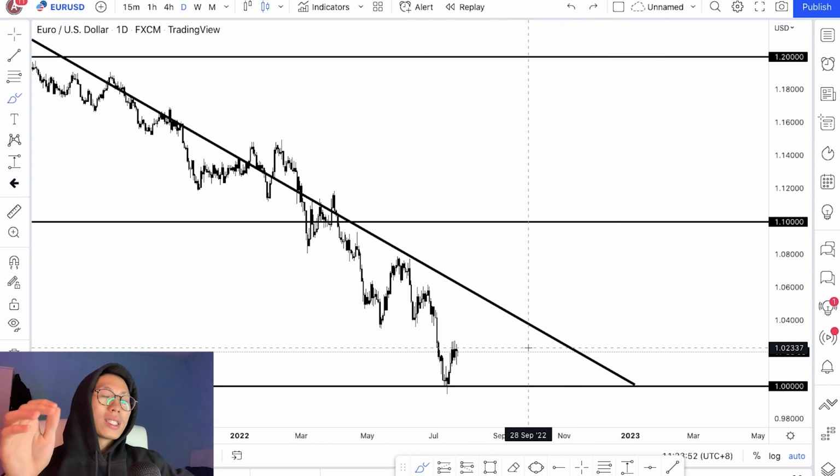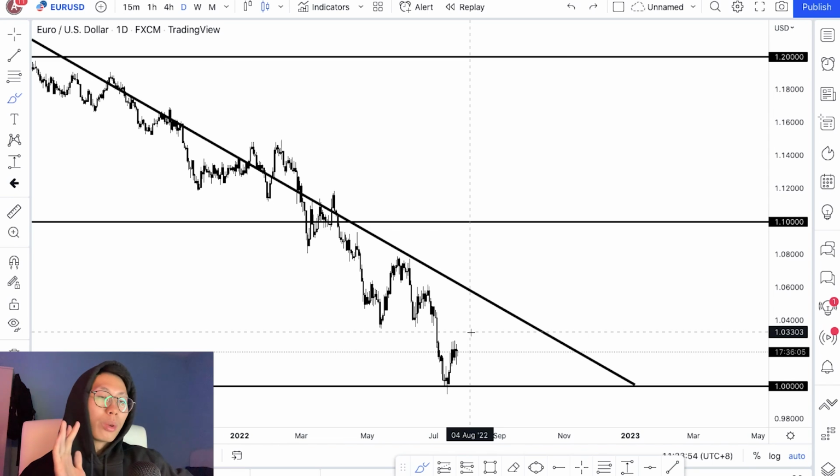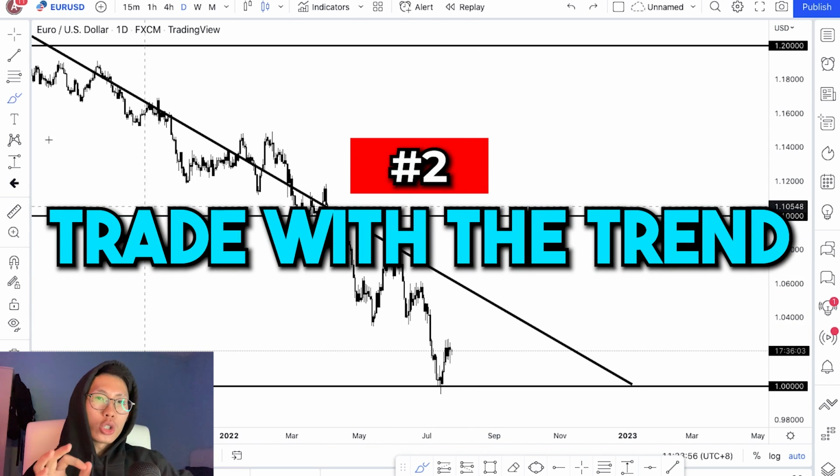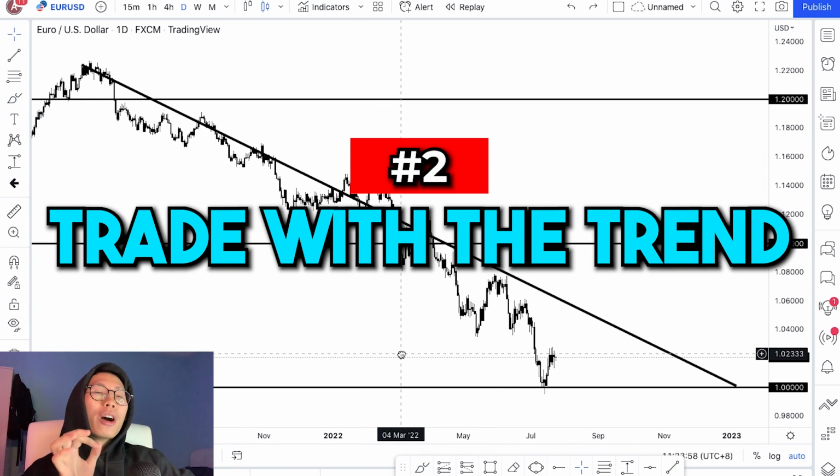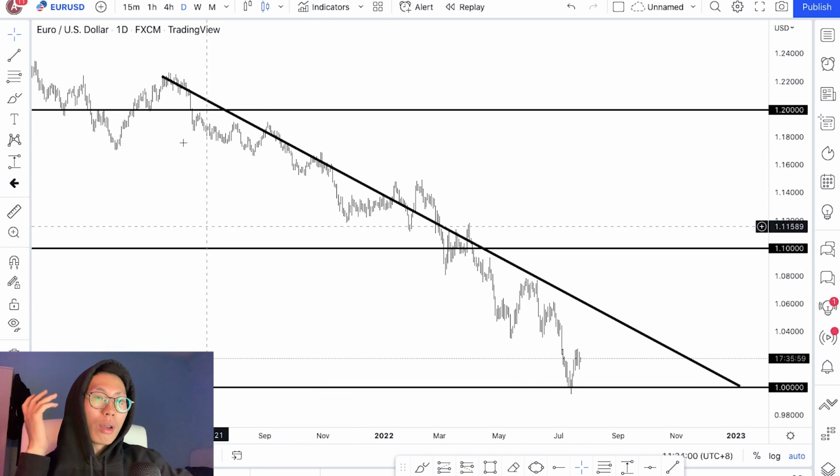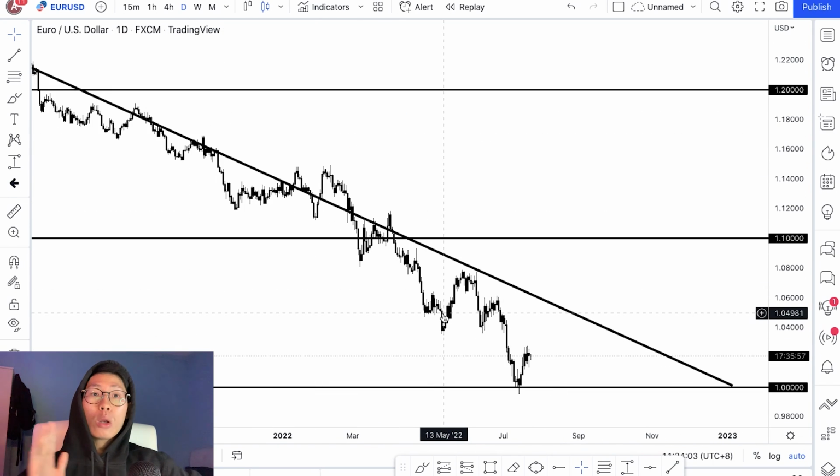So price is still in a downtrend, and you always want to make sure you trade with the trend. Never ever trade against the trend. That's the second point. Never ever trade against the trend. Right now we have this beautiful downtrend, so you should only be looking to sell.